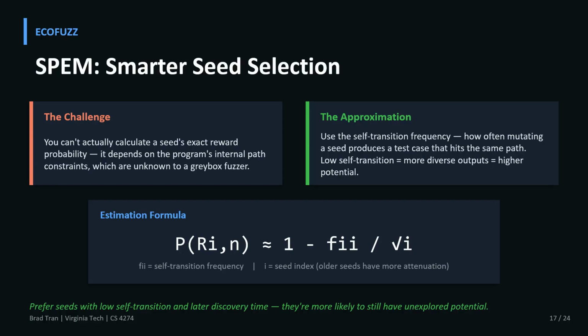The estimation formula is P(R_i) approximately equals 1 minus F_ii divided by the square root of i. The square root of i factor accounts for probability attenuation. Earlier seeds have had more time for their reachable paths to be discovered by others, so their reward probability has likely attenuated more. The authors acknowledge that this is a qualitative ranking, not a quantitative estimate, but for seed selection, relative ordering is what matters.